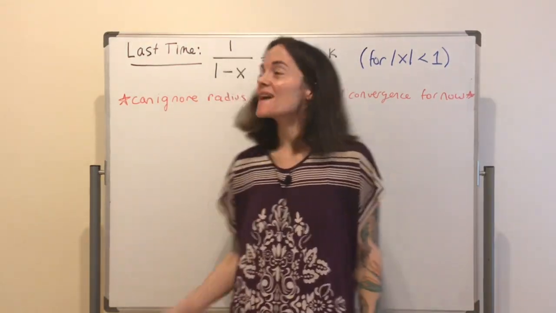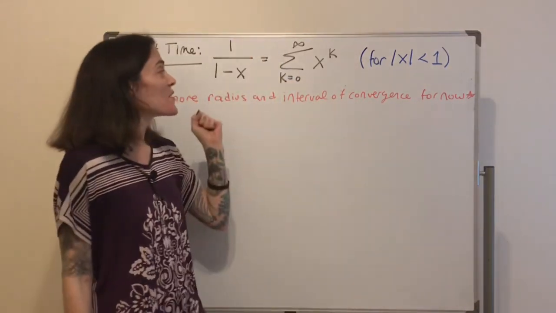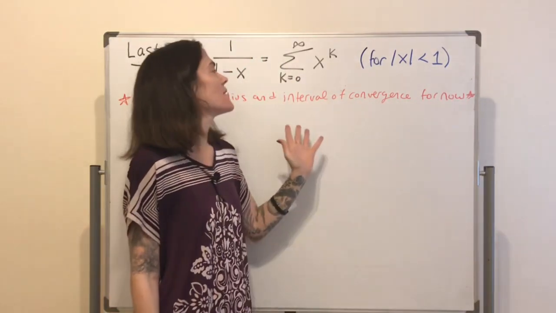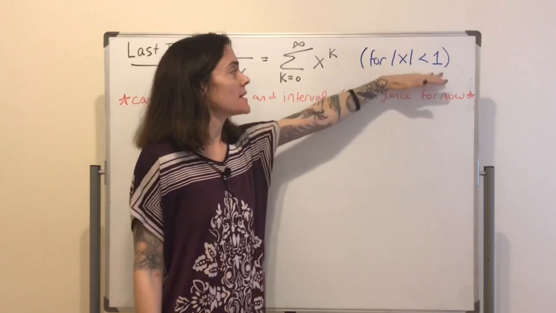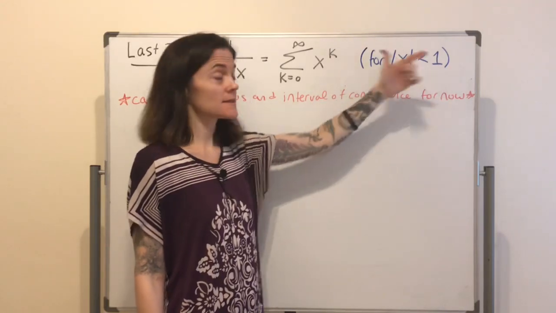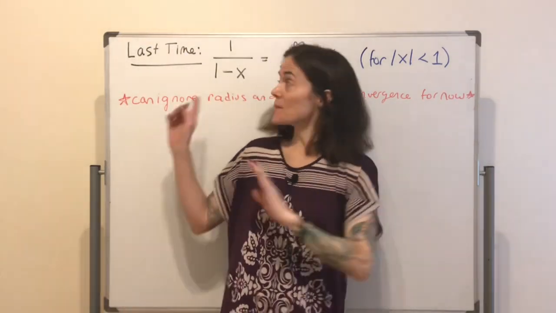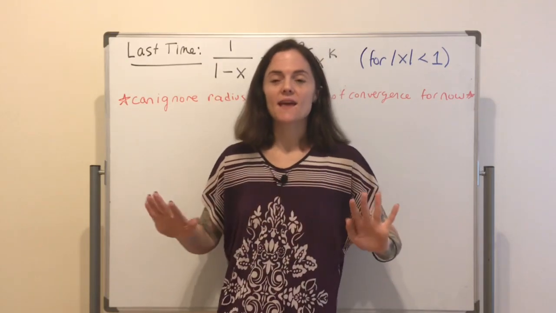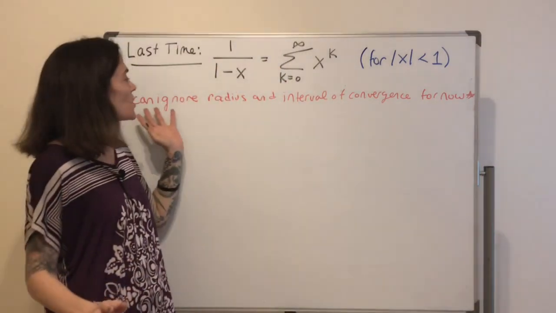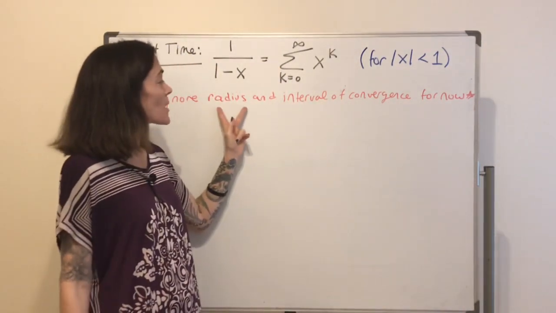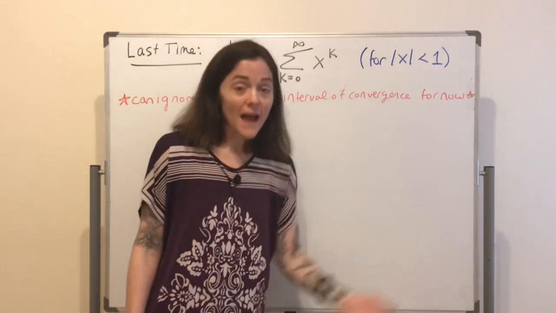We ended last time with the following, and I called this the geometric series: 1 over 1 minus x is equal to the sum as k goes from 0 to infinity of x to the k. And then I made this comment that this is only equal for absolute value of x less than 1. As of today's discussion, here in red, we will ignore the comments about radius and interval of convergence right now. This is something we will come back to.